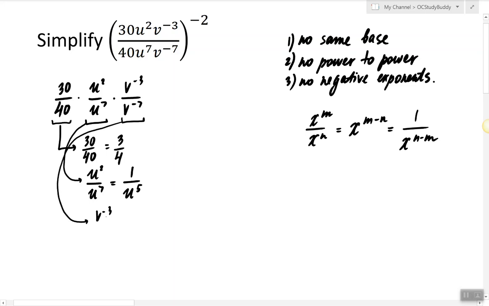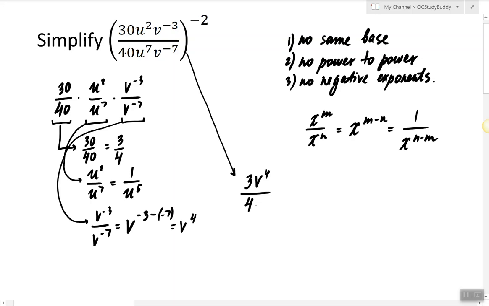Now, what about v to the negative 3 over v to the negative 7? Well, using the same property, we can conclude that v to the negative 3 divided by v to the negative 7 is v to the power negative 3 minus negative 7. So subtracting negative 7 is the same as adding 7, so this will be the same as v to the power 4. So the expression inside of the parentheses can be rewritten like this, as 3v to the 4 divided by 4u to the power 5.